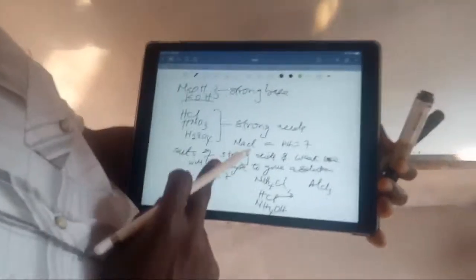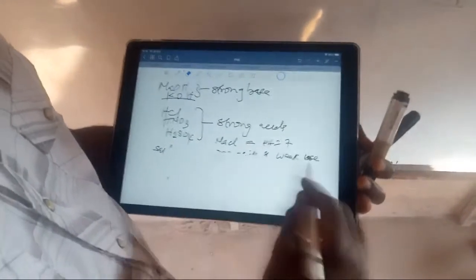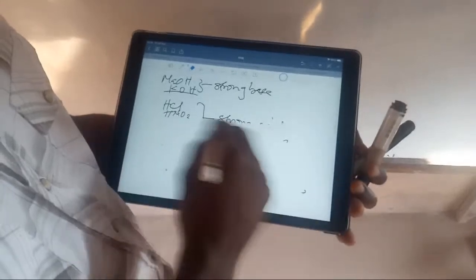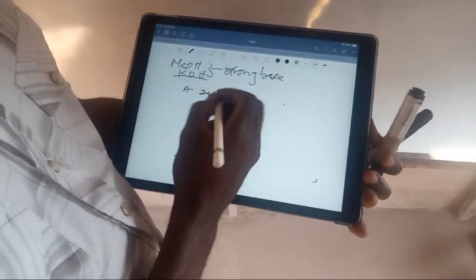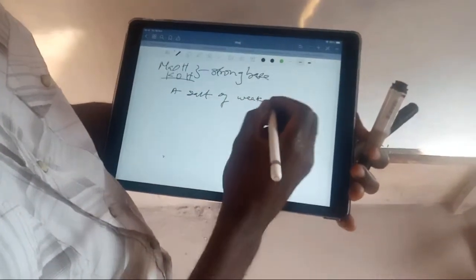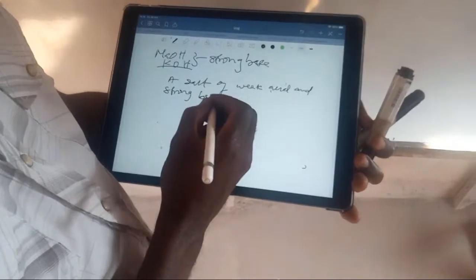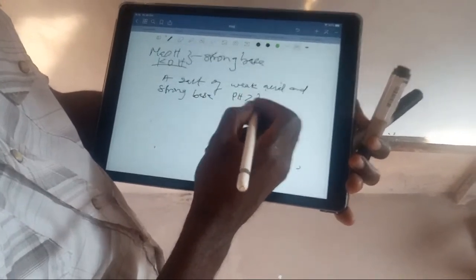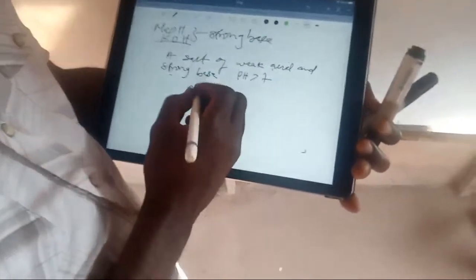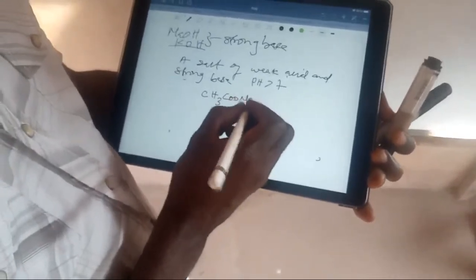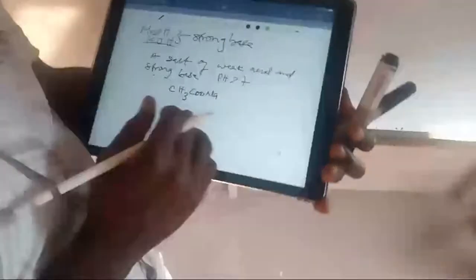Then the next one is a salt of weak acid and strong base. We have a pH greater than 7 because base will win. Remember, bases have pH above 7. Good example of such salt is sodium ethanoate or sodium oxalate. Sodium ethanoate or sodium oxalate.